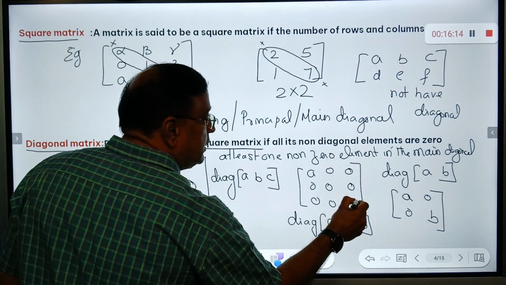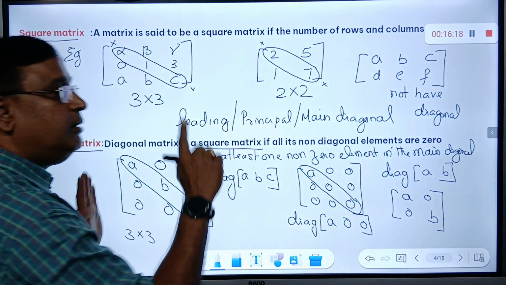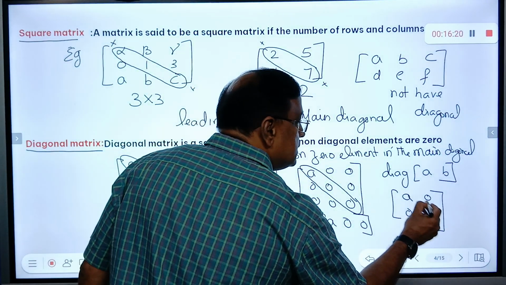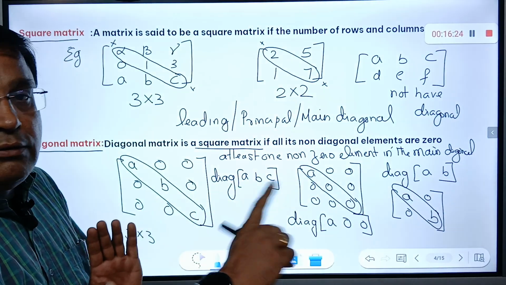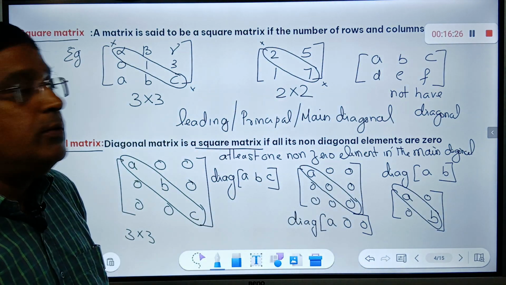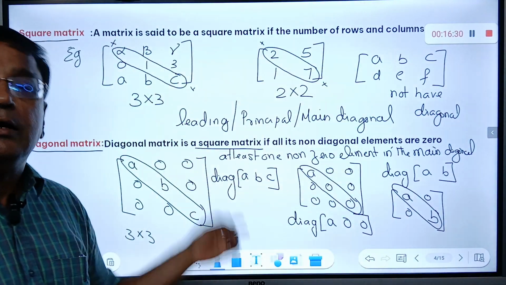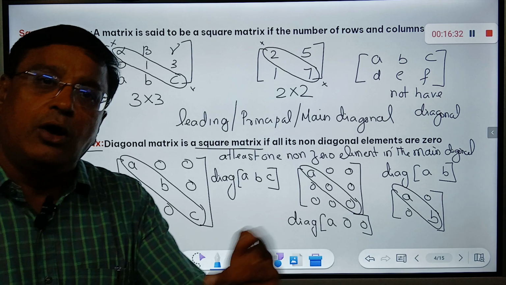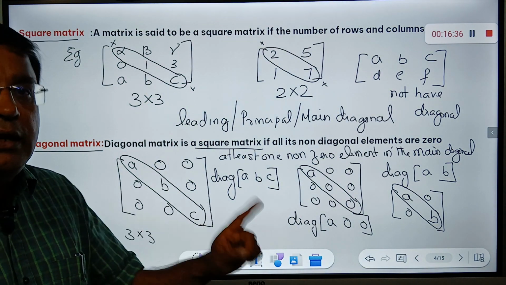Now look at this. It has one non-zero element in the diagonal. All other elements are 0. Now look at this. It has non-diagonal elements in the diagonals, whereas the other places it is all 0. So all non-diagonal elements must be 0, and it should have at least one, one or more. It can have at least one non-zero element in the main diagonal.